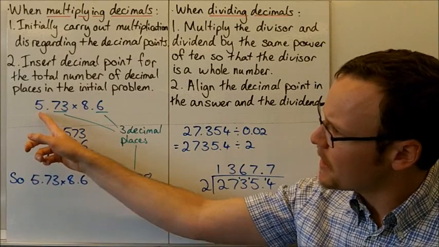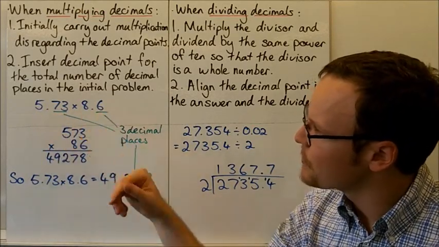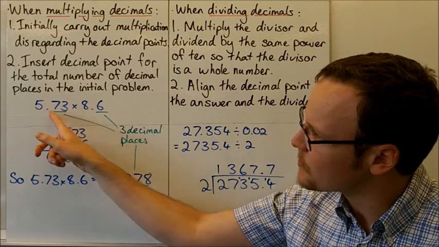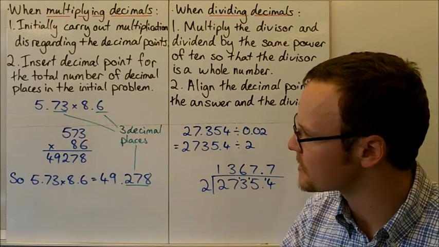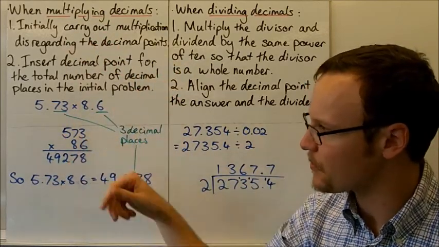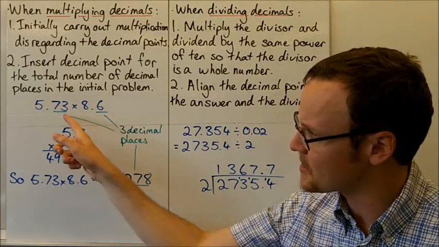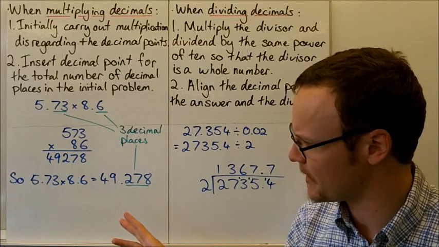So here you can see, if we've got 5.73 times 8.6, we can see there are 3 decimal places. There's 2 decimal places for this 5.73 and 1 decimal place for this 8.6. So if we initially carry out the multiplication and disregard the decimal points, we get 573 times 86. So just removing those decimal points and doing a normal multiplication.